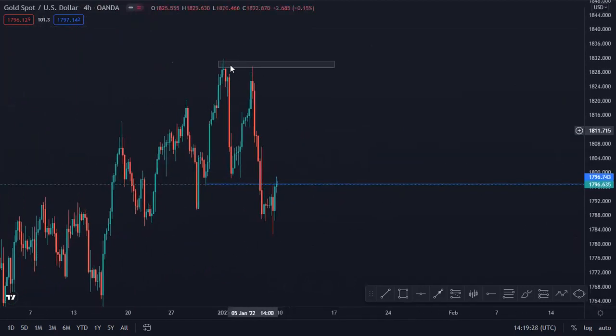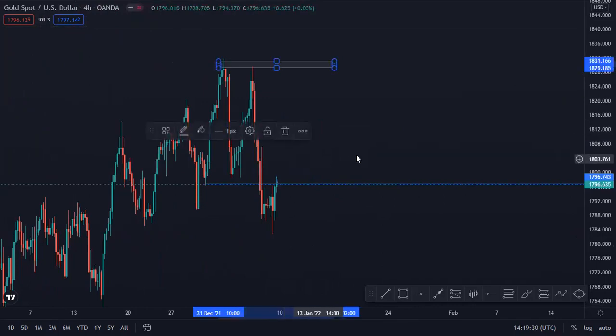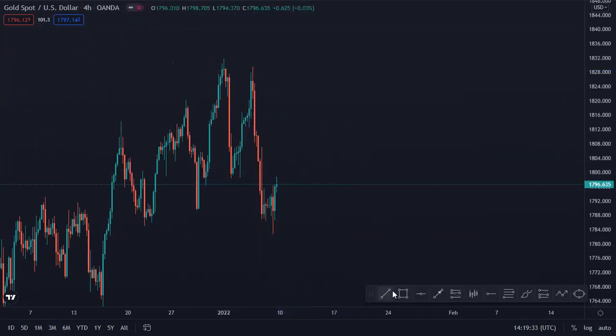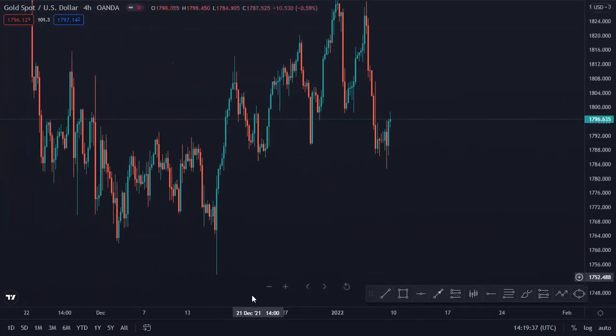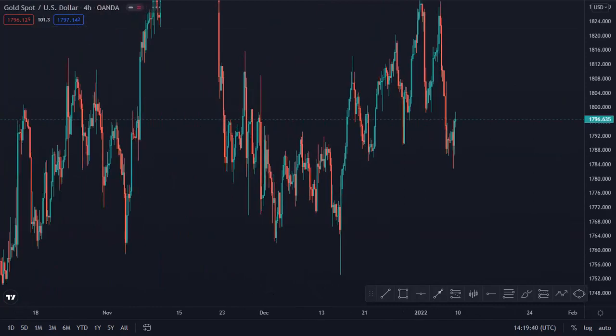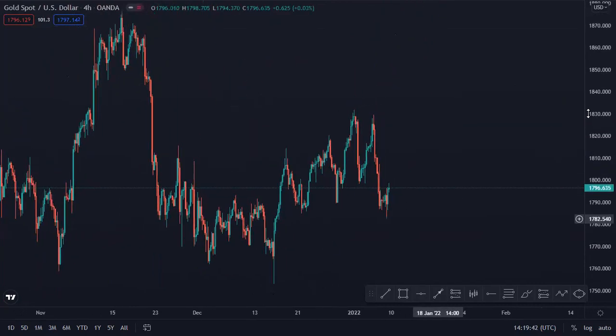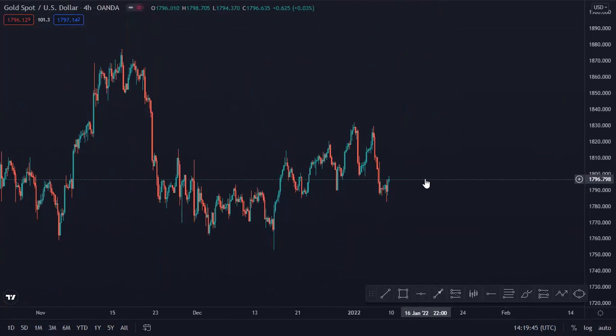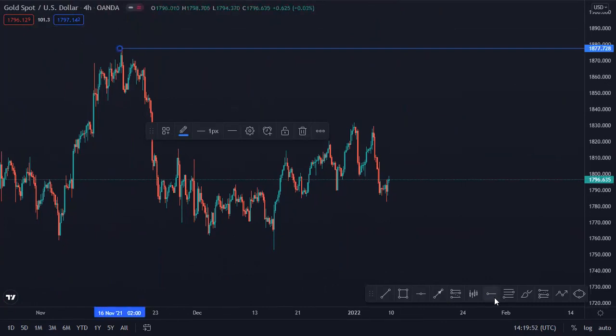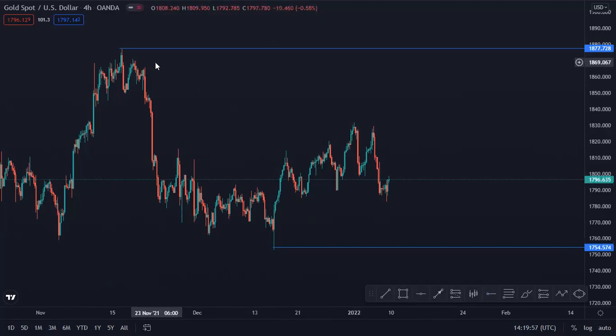On H4 gold. Okay, let me remove all these drawings. H4 gold. What we have here is something. I know usually I say we should begin on the daily time frame, but I just don't want to waste any time, so I'm starting right here on H4. I'm going to mark my highest high and my lowest low. And I think I'm going to mark this level as well. It looks important.